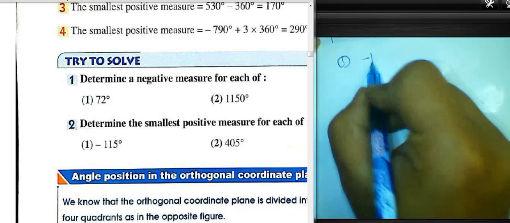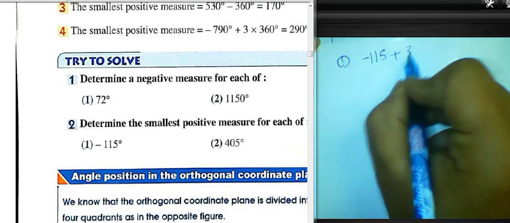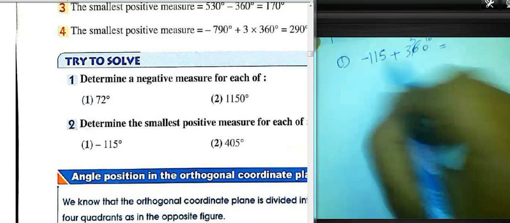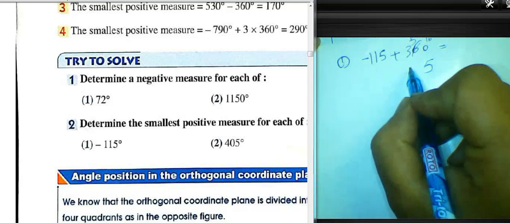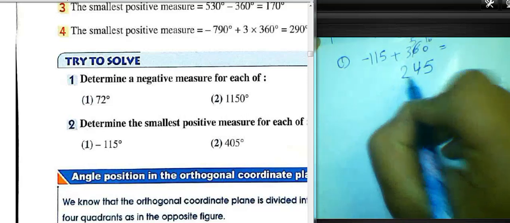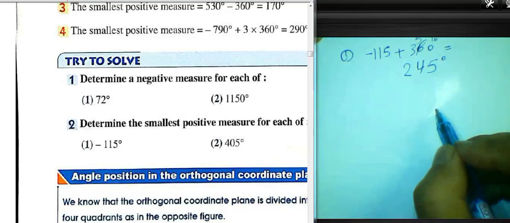Negative 115 plus 360, it will be 10, and this will be 5. 10 subtract 5 equal 5. 5 minus 3 minus 1 equal 4. 3 minus 1 equal 2. The result will be 245.